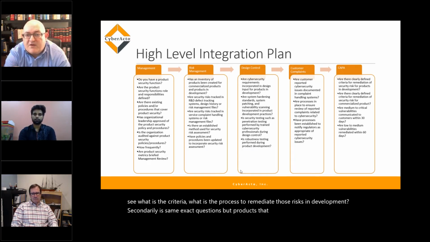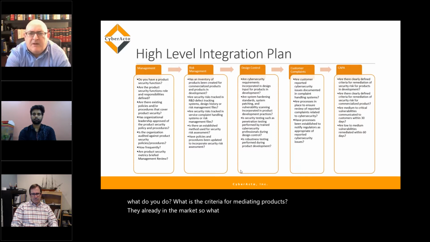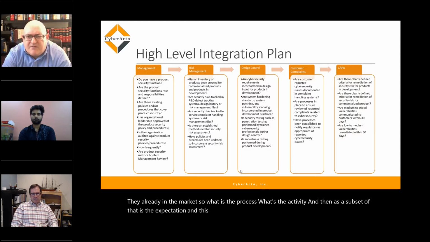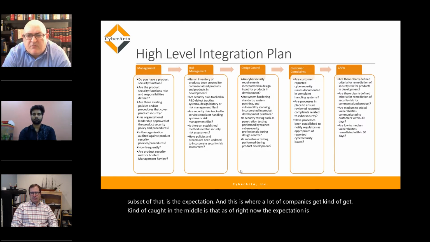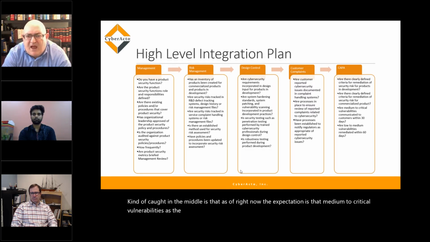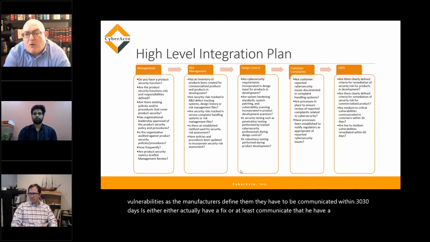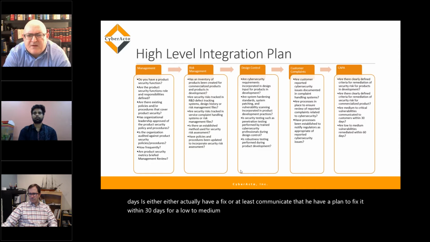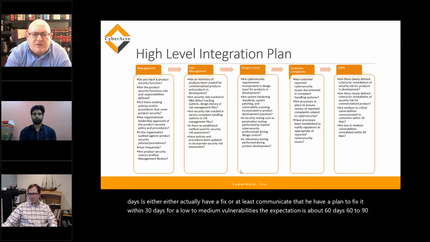So what do you do? What is the criteria for remediating products that are already in the market? What is the process? What's the activity? And then as a subset of that is the expectation, and this is where a lot of companies get caught in the middle. As of right now, the expectation is that medium to critical vulnerabilities, as the manufacturers define them, have to be communicated within 30 days: either you actually have a fix, or at least you communicate that you have a plan to fix it within 30 days. For low to medium vulnerabilities, the expectation is about 60 days, 60 to 90, but more and more it moves down to 60.